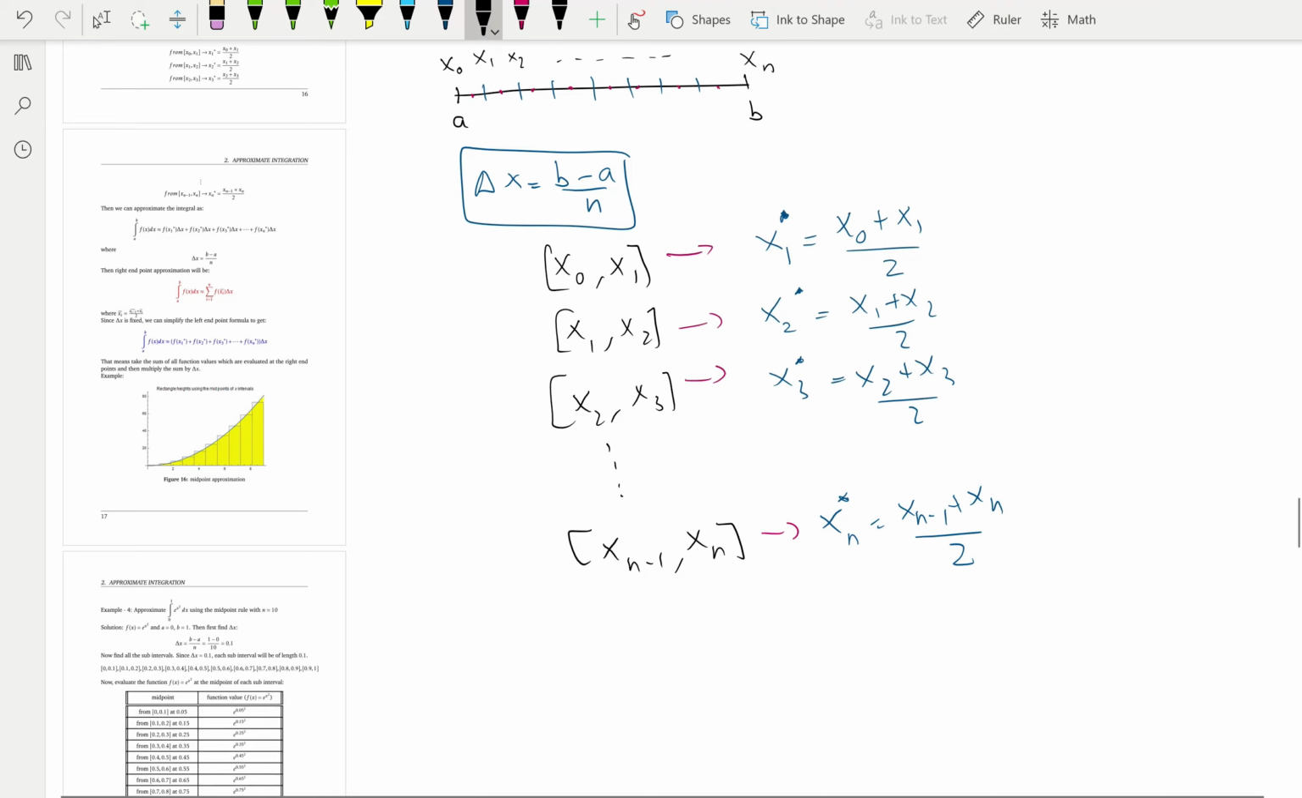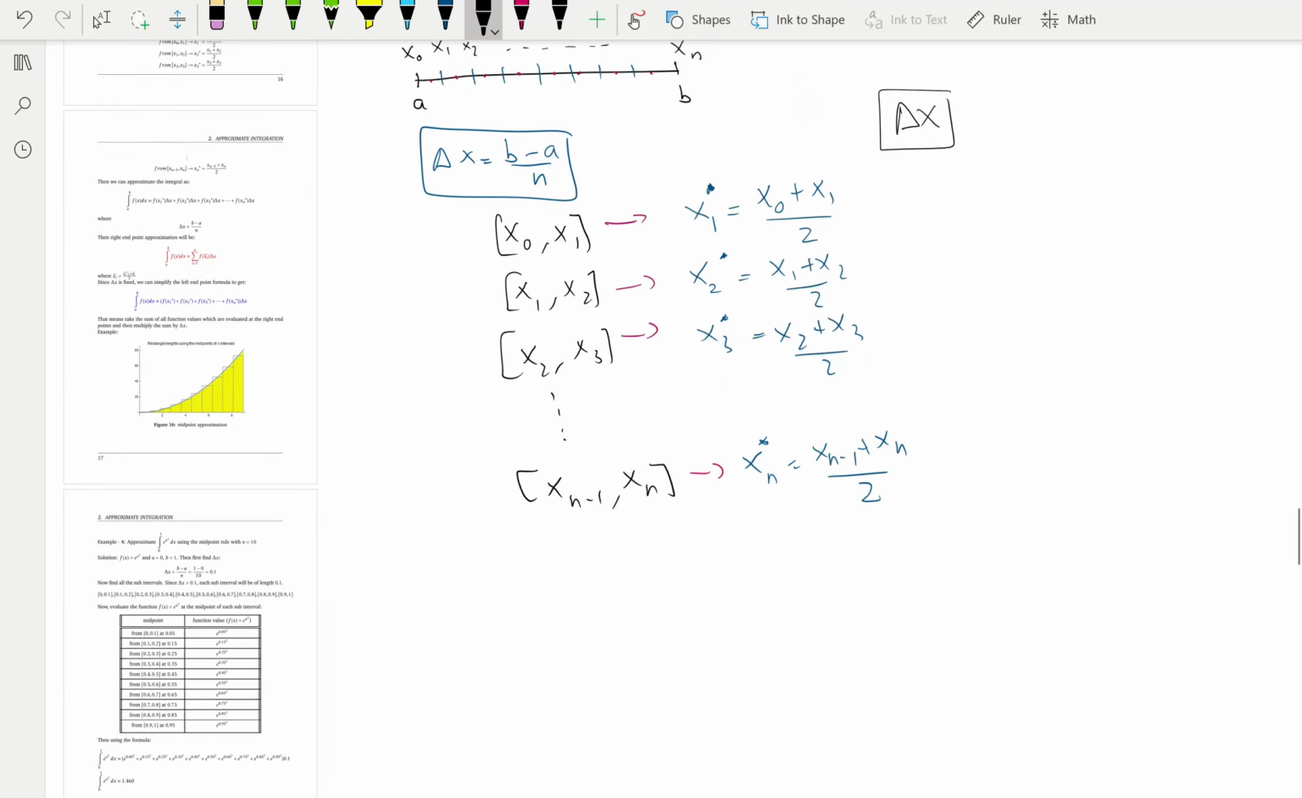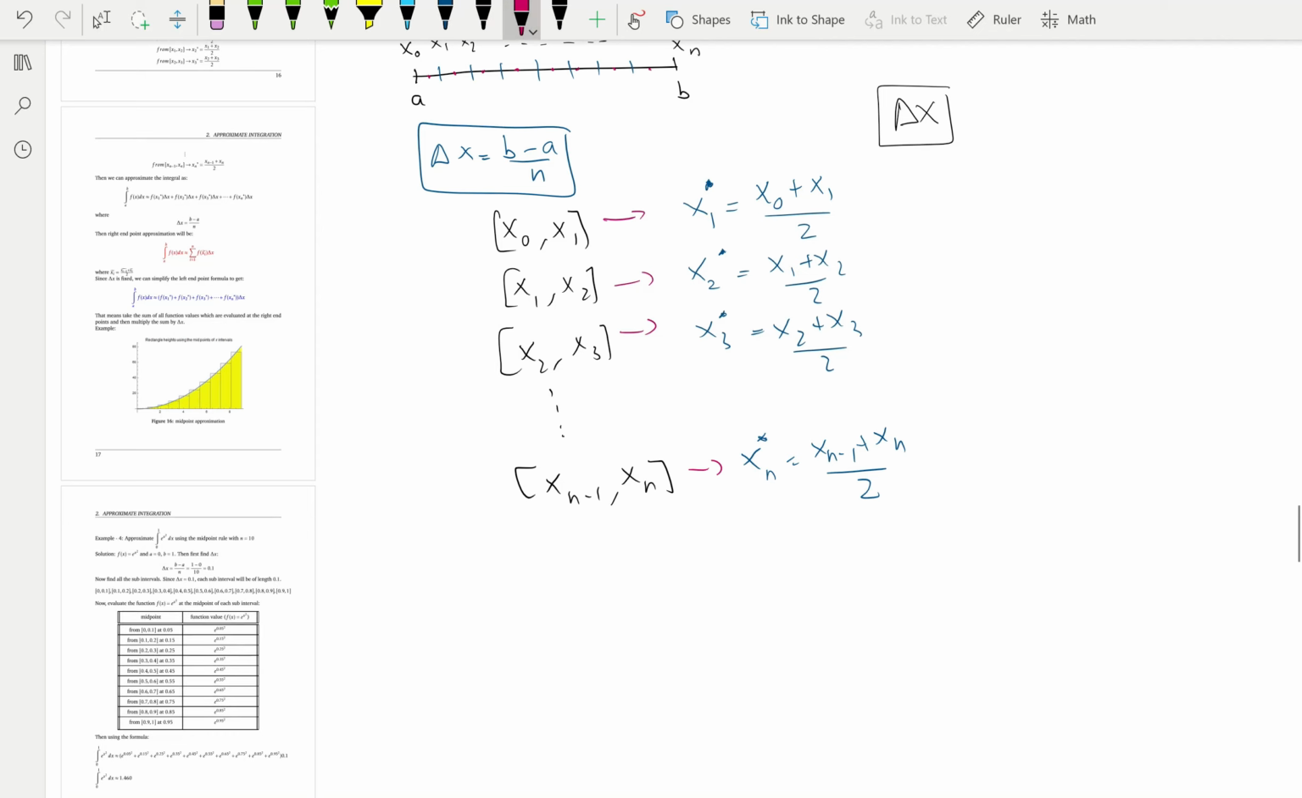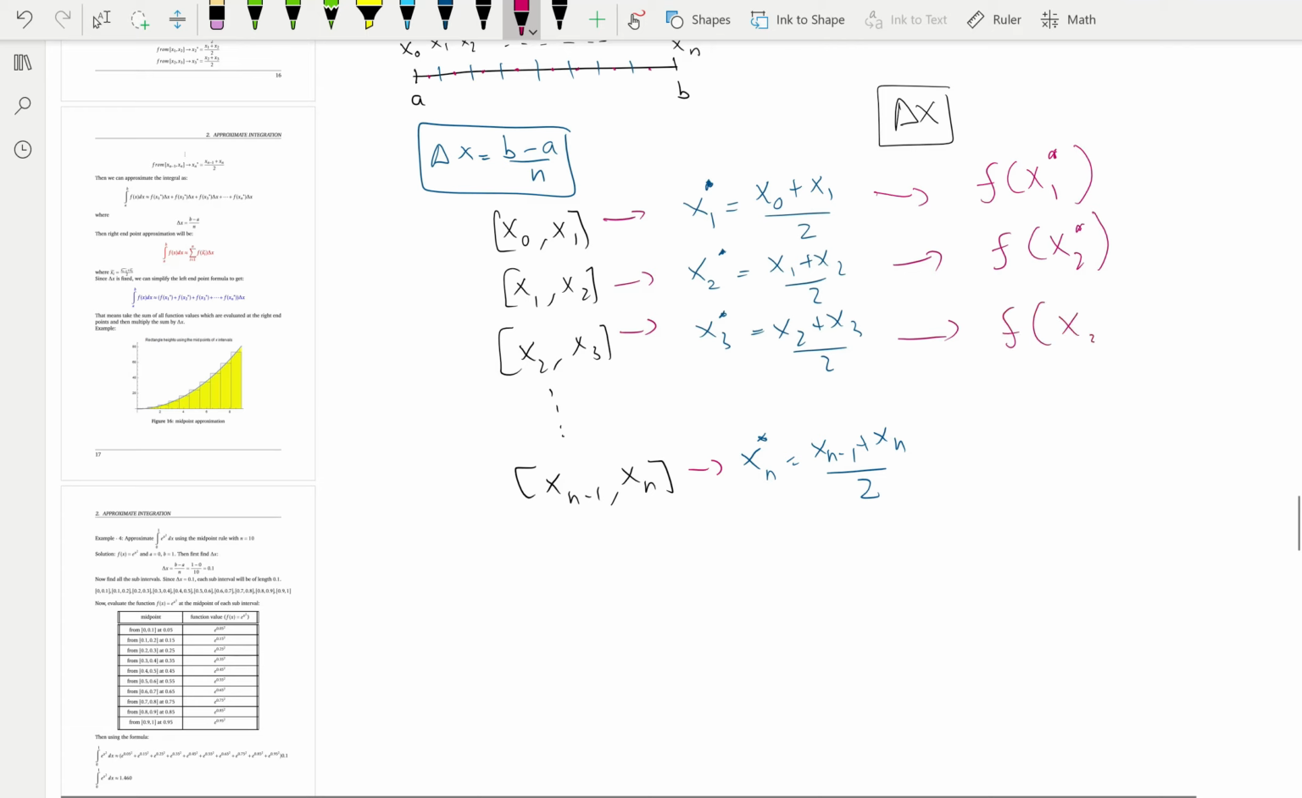Now, we already know the width of the sub-intervals is delta x. Let's find the height of each rectangle. For the first sub-interval, you evaluate the function at the first midpoint. Then evaluate the function at the second midpoint to get the height of the second rectangle. To get the height of the third rectangle, evaluate the function at the third midpoint. Likewise, evaluate the function at the final midpoint to get the height of the final rectangle.